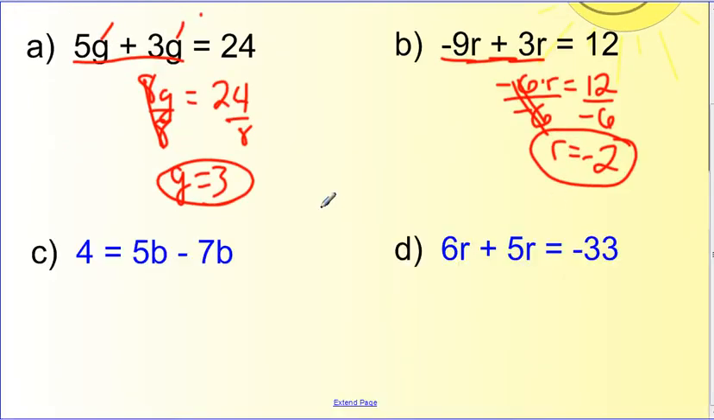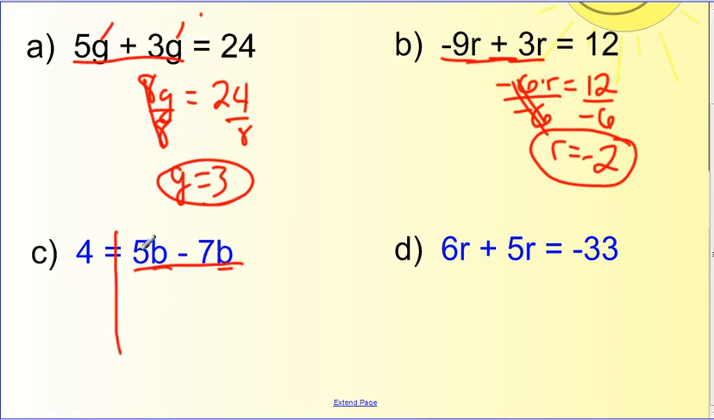Okay, A, B, C, D. So letter C. Well, here are my variables. I've got two of them. So I'd like to combine them together because they're on the same side of the equal sign. They're on this side of the problem over here. I can just combine them, add and subtract them.